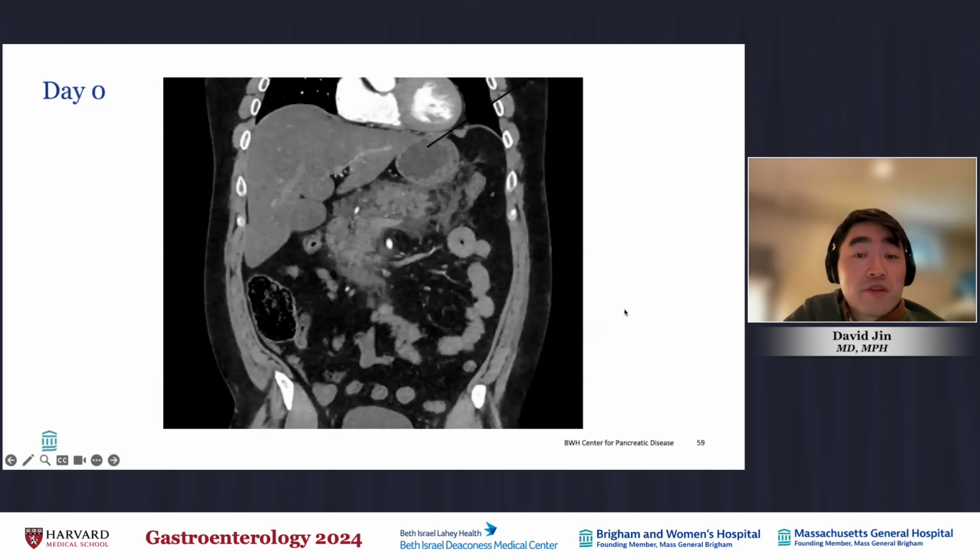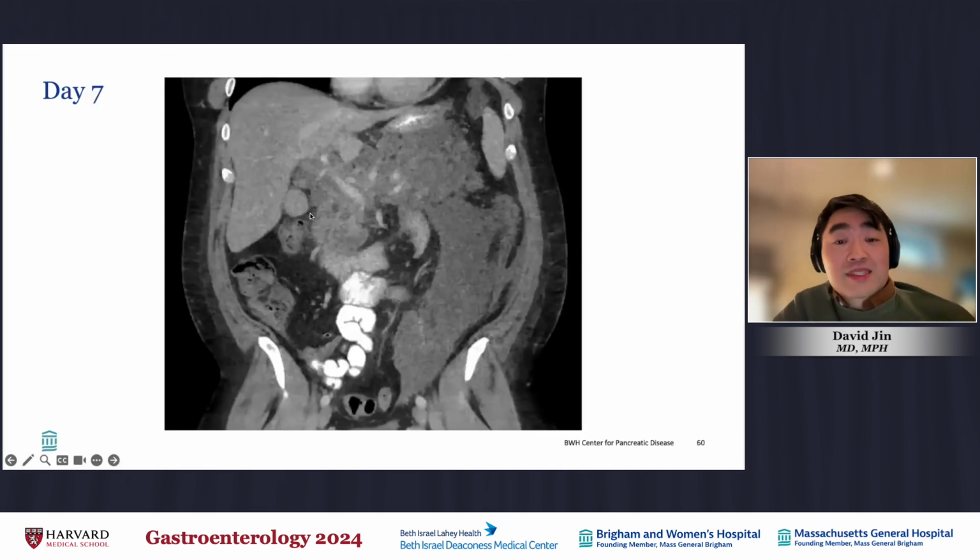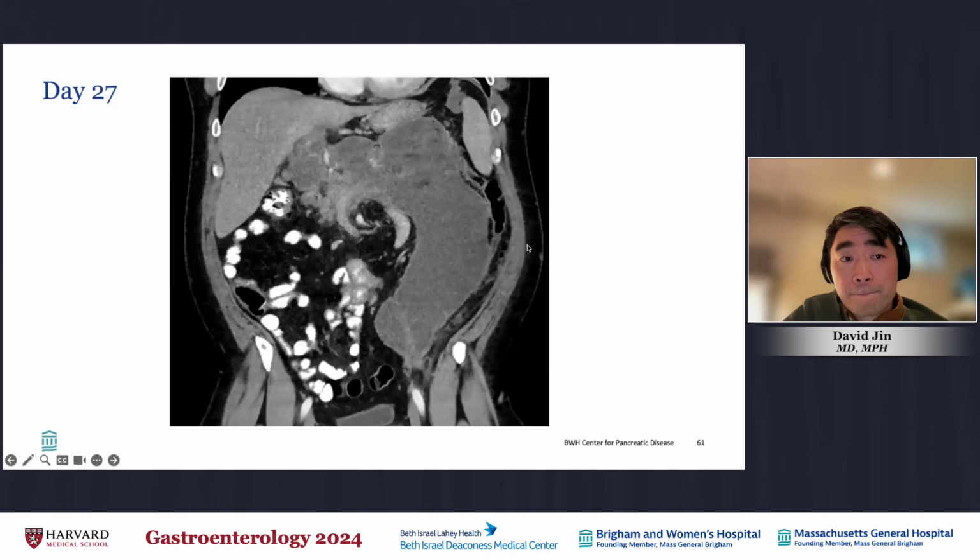So this is an example of a patient who presented with acute necrotizing pancreatitis on day 0. You see some hypoenhancement of the pancreatic gland with a substantial amount of peripancreatic fat stranding. By day 7, you see near complete obliteration of the pancreas. And now you have an acute necrotic collection that has taken the place of the pancreas. This necrotic collection is going all the way down the left paracolic gutter.